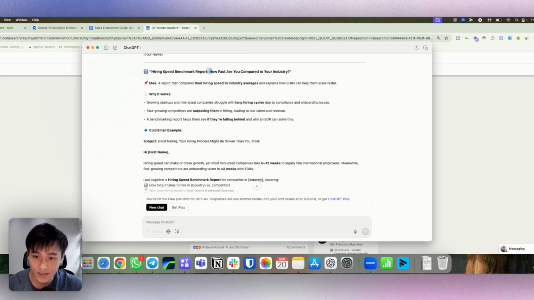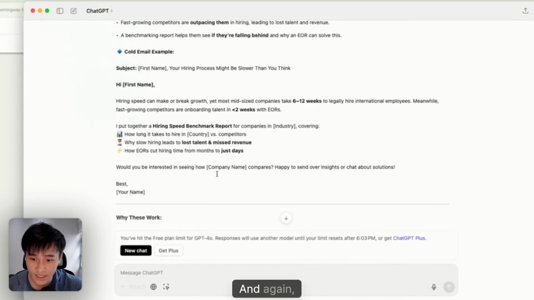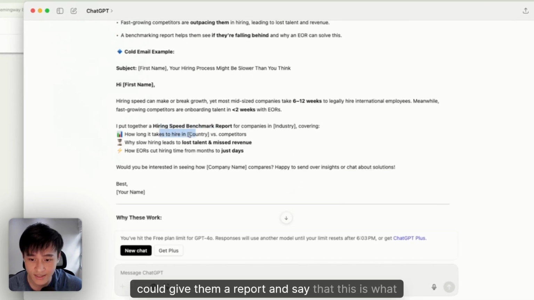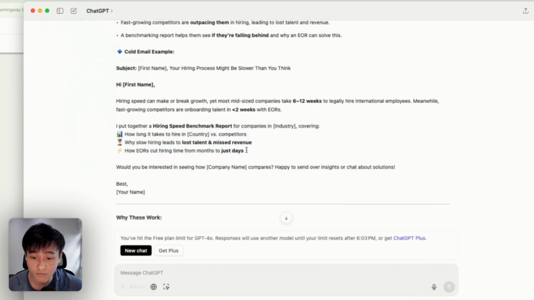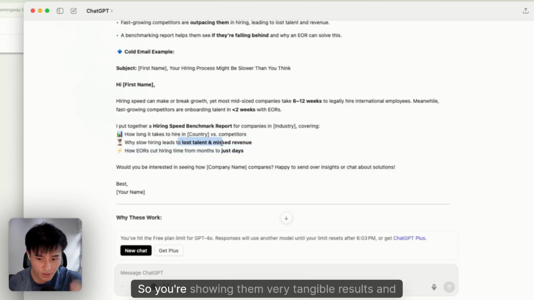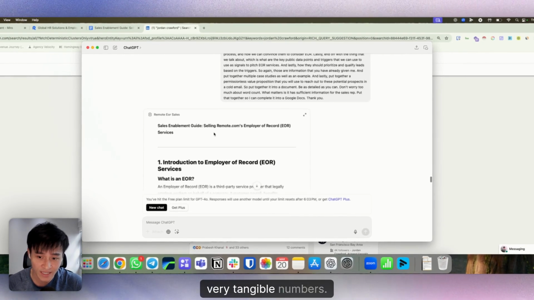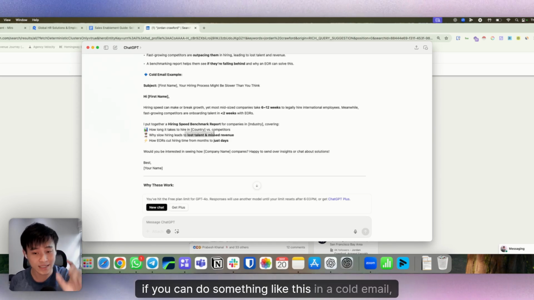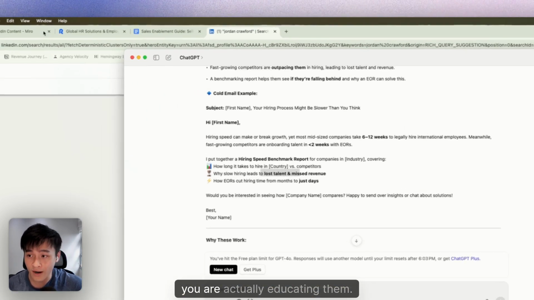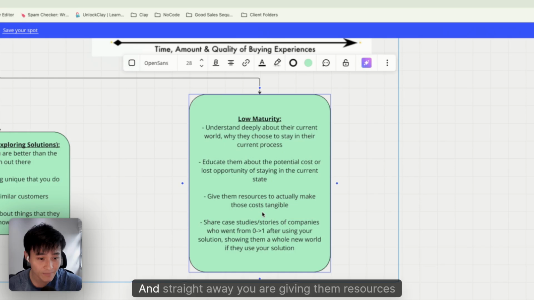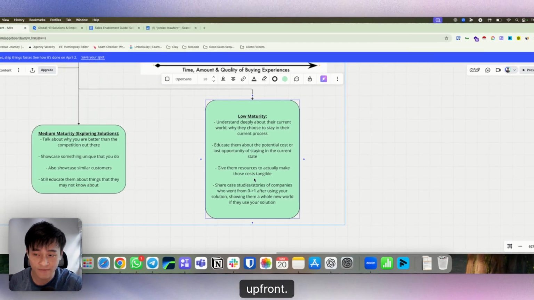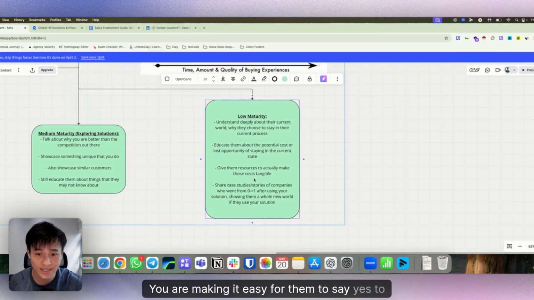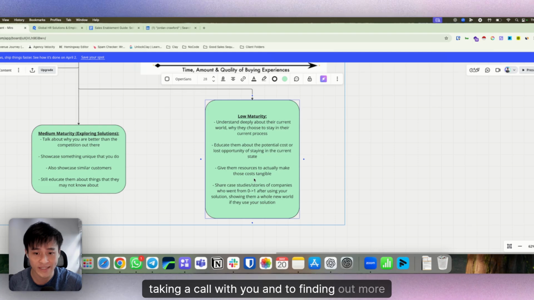And lastly, a benchmark report. Again, you could give them a report and say that this is what you could do, and how long it takes. So you're showing them very tangible results and very tangible numbers. If you can do something like this in a cold email, you are educating them and giving them resources upfront. You are making it easy for them to say yes to taking a call with you and finding out more, because straight away you can show the tangible impact.